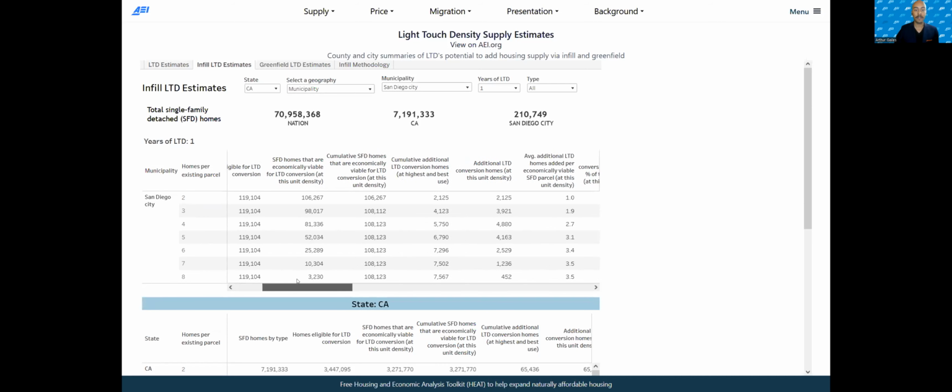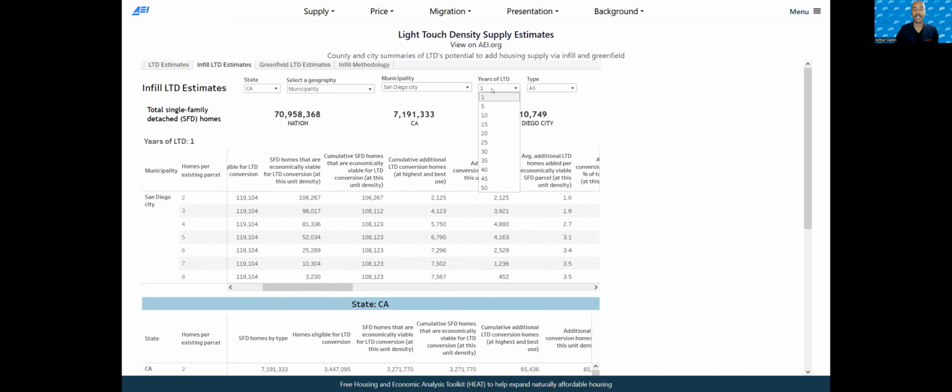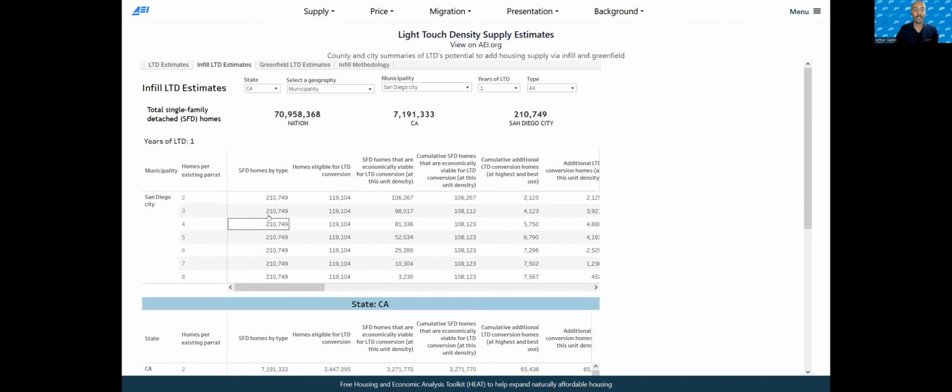We also allow people to project out for a selected amount of time in advance. So right now I'm showing the 1-year benefit of light touch density and the number of homes that are eligible, but this can also be multiplied across 10 to 50 years, where we expect to see roughly 2% of the units that are eligible converted per year, given ideal market conditions.